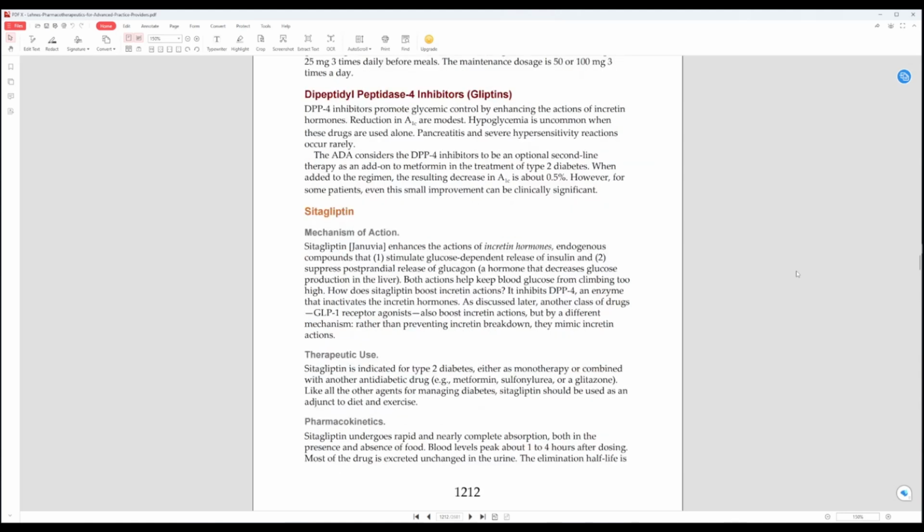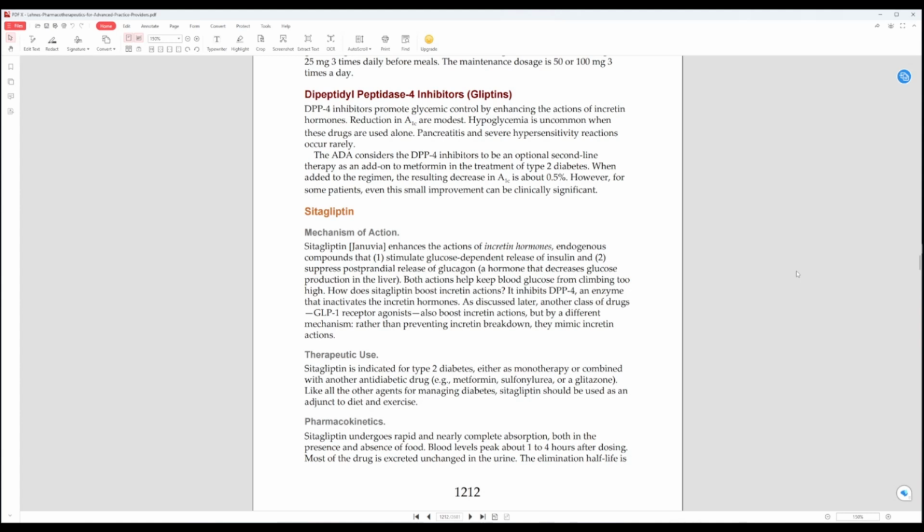Which brings us to our dipeptidyl peptidase 4 inhibitors, your gliptins. Your DPP-4 inhibitors promote glycemic control by enhancing the actions of incretin hormones. Reduction in A1C is modest. Hypoglycemia is uncommon when these drugs are used alone. Pancreatitis and severe hypersensitivity reactions occur rarely.